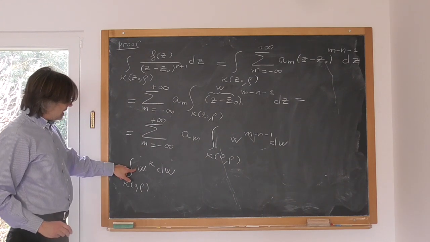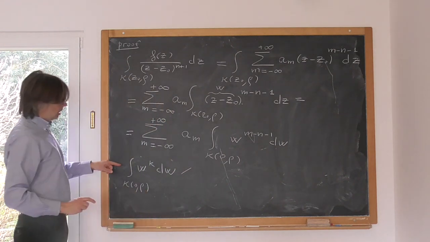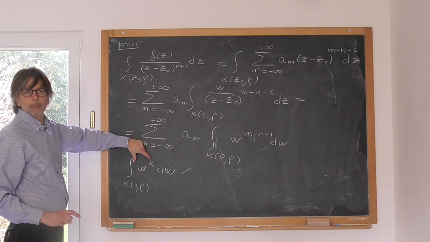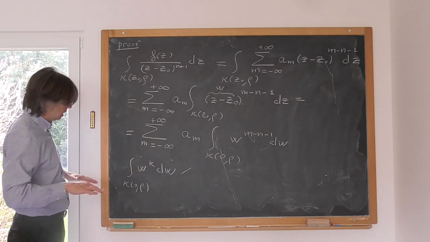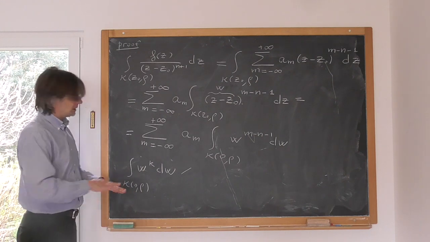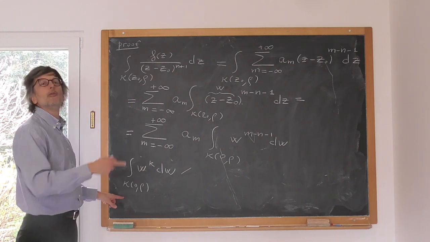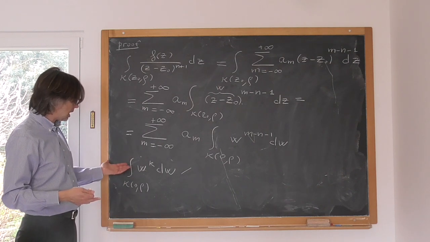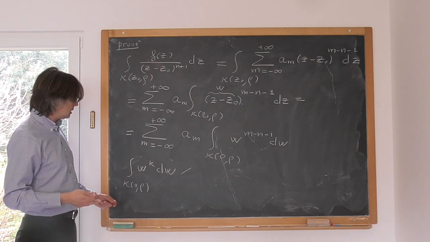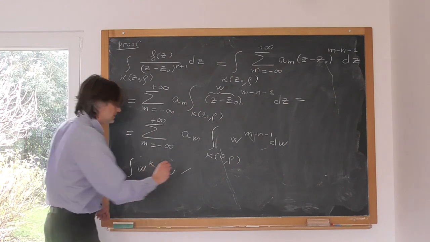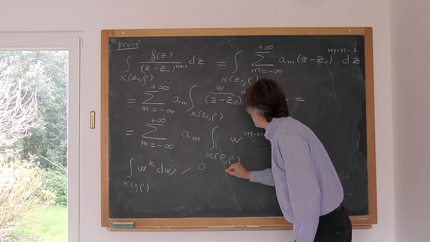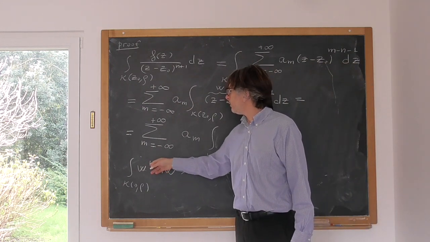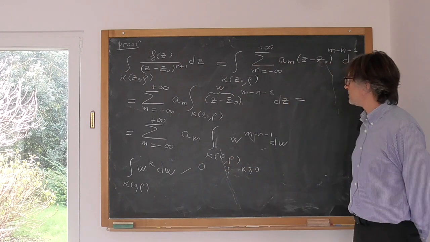What is this value? Well, if k is greater or equal than zero, then w to the k is a polynomial, a holomorphic function on the whole plane. When we integrate it over a closed curve whose interior is contained in the domain of the holomorphic function, we know that the integral has to be zero. So this integral is zero if k is greater or equal to zero. Or, if you want, you can also write a primitive of w to the k and compute it, and again you find that it's zero.